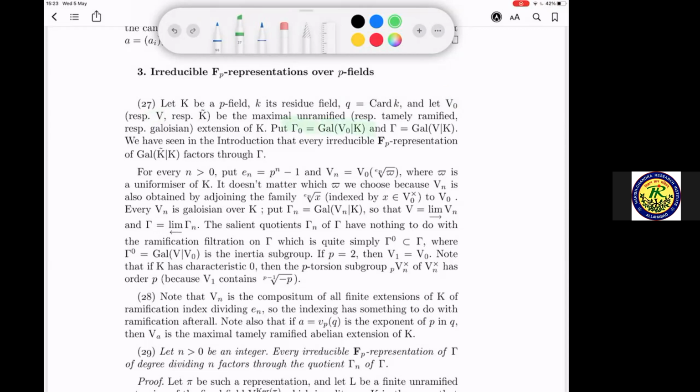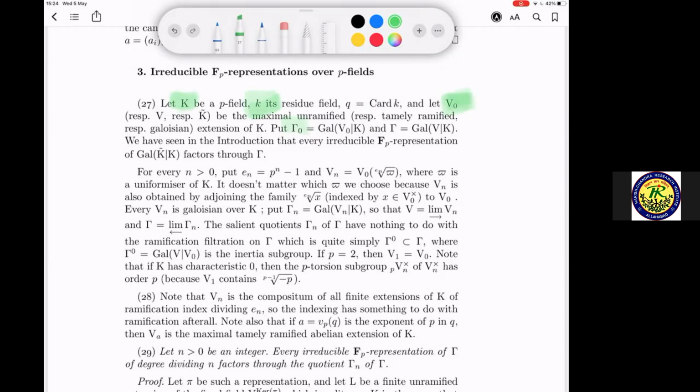Now you put gamma naught equal to the Galois group of V naught over K. It's isomorphic to Z hat, but not just isomorphic, there's also a canonical generator, namely the Frobenius element. So V naught also comes with a discrete valuation because it's an algebraic extension of K, which has a discrete valuation. And the residue field of V naught is an algebraic closure of little k, which is the residue field of capital K.